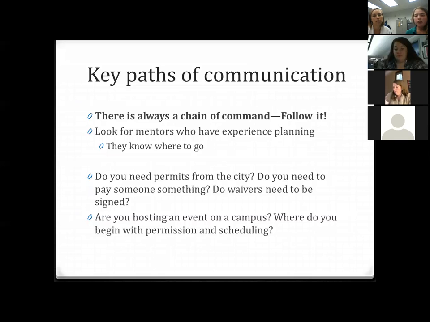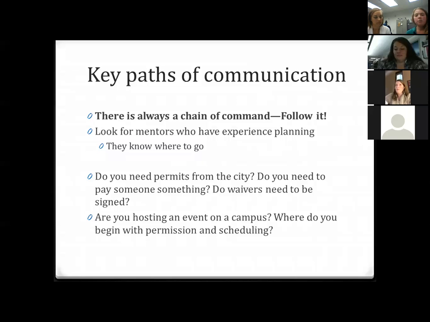When you do have a project, there's always key pathways for communication. Here on the slide, there's always a chain of command, and you should follow it if you want things to go smoothly for you. To make sure that you are following this chain of command, it's always good to look to mentors or someone who has already done a large project or event, because they might know where to go, so you don't have to do so much research.